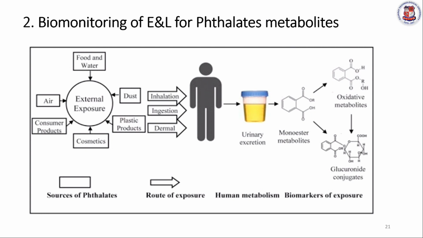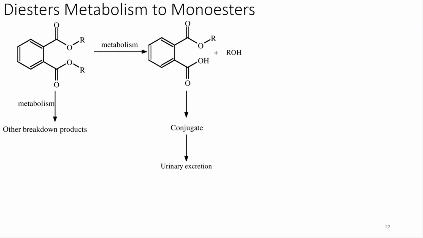Whatever phthalates go into the body will be metabolized in the liver, and more than 95% of the metabolites are excreted in the urine in the form of monoester metabolites. So dibutyl phthalate is converted into monobutyl phthalate. So diesters become monoesters, and are excreted in the urine. So in further study we have selected the monoesters as metabolites for routine monitoring.